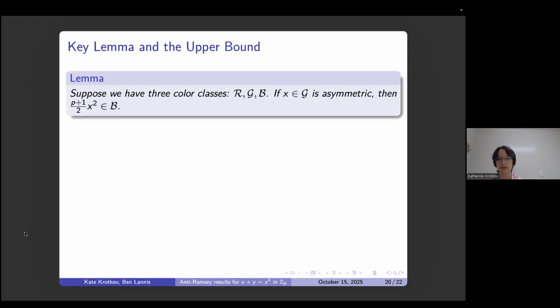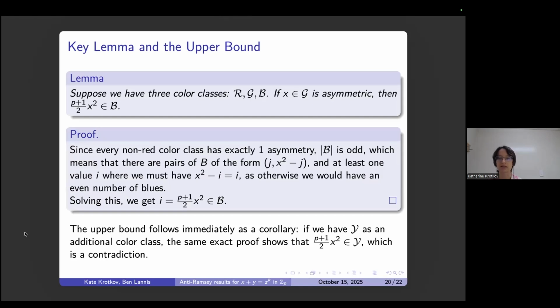The proof of this is pretty simple because by the previous lemma, every non-red color class has exactly one asymmetry, which means that the cardinality of the color class is odd. This is because all the others are in additive inverse pairs, and then you have one element whose inverse is not blue. So an even number from pairs plus one odd element is odd.